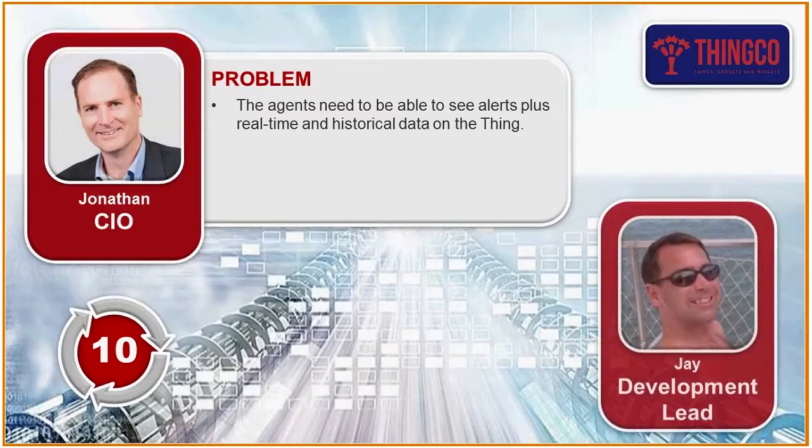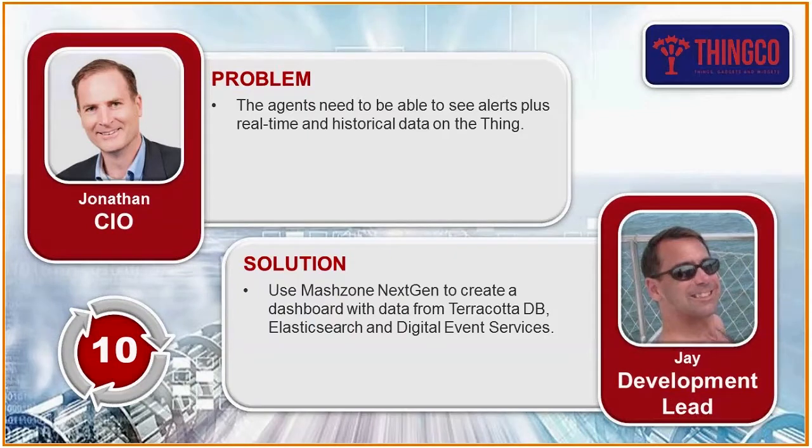Yes. I know. Our agents are not going to be looking at these event consoles in Designer, so we have to build a nice tool for them. And I don't know if you remember, but now we got data everywhere. We got it in Terracotta DB, some of the data there. We got some in events and some in the long-term storage. So we're going to need a dashboard that's available to see these different data sources. And so MashZone NextGen does that.